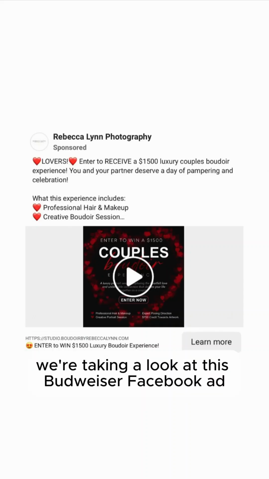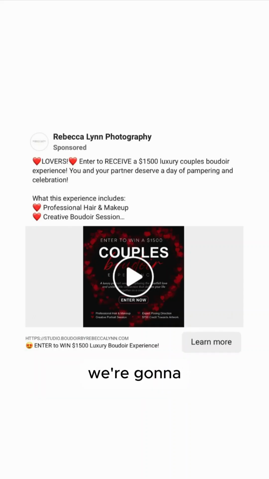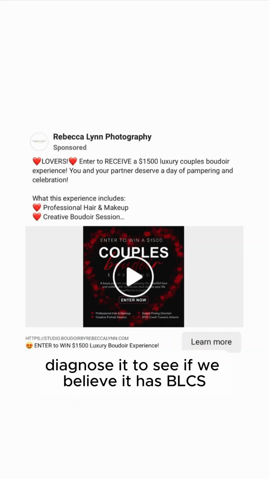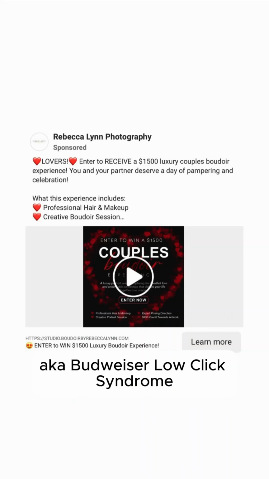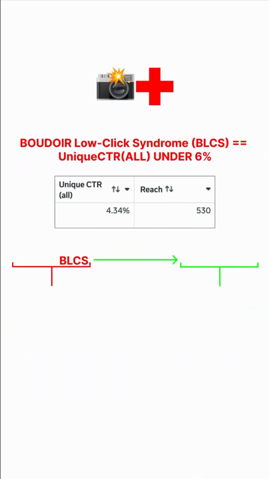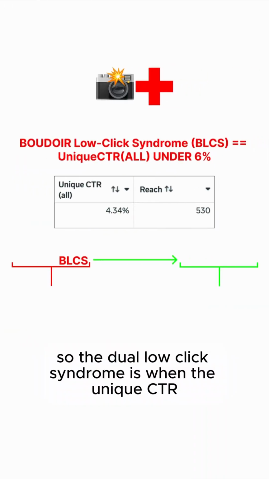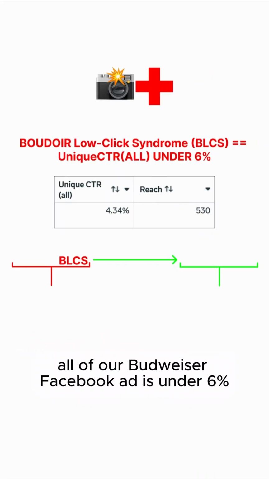All right, y'all, we're taking a look at this Boudoir Facebook ad. We're going to diagnose it, see if we believe it has BLCS, aka Boudoir low click syndrome. So, Boudoir low click syndrome is when the unique CTR of our Boudoir Facebook ad is under 6%.